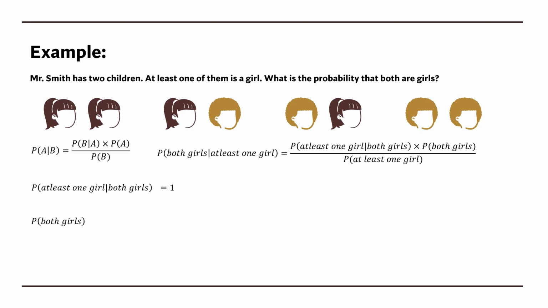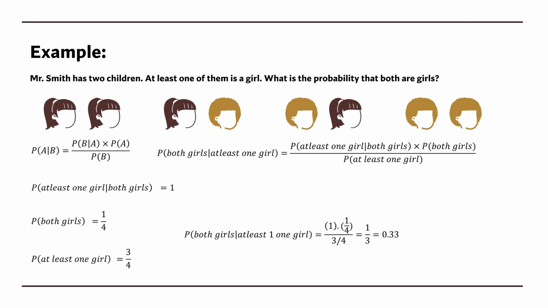What's the probability of both girls? Out of these 4 scenarios, there's only one where both are girls, so that's 1 out of 4. For the probability that at least one is a girl, you can see there are 3 possibilities of that happening, so it's 3 out of 4. You plug it into Bayes' theorem, you get 33%. So it's the same as the previous one. So we can say that Bayes' theorem validates conditional probability.